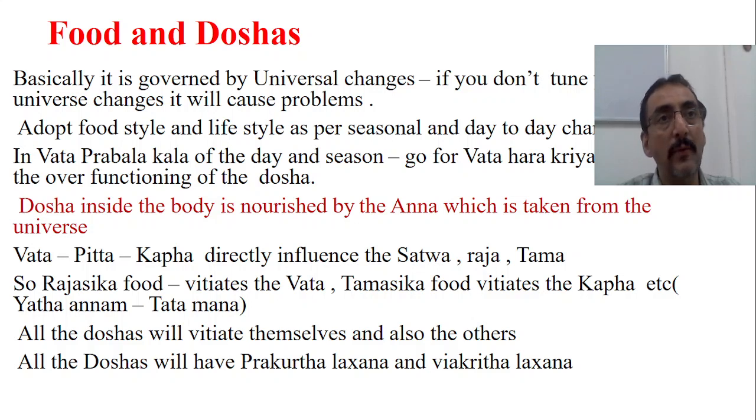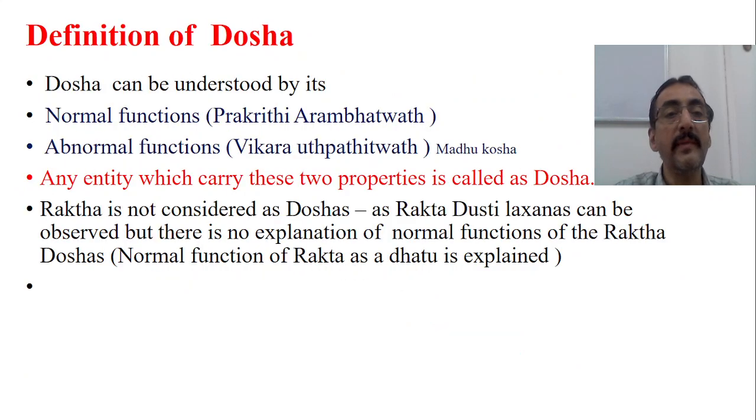Now doshas will have Prakrita Lakshanas and Vaikrita Lakshanas. Prakrita Lakshana means doshas in the normal stage. Vaikrita Lakshana means doshas in the abnormal or vitiated stage. Now, how do we understand the doshas? This is actually the definition of the doshas. A dosha can be understood by two things: one is normal function, another is abnormal function. That is what is told in the science.